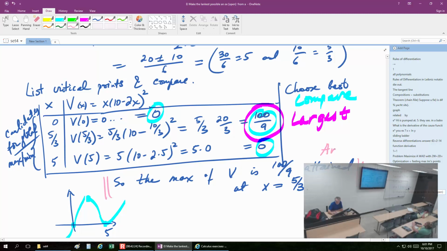So that's the answer. Technically, you should put the answer in the language of the original problem. So the answer would be: the maximum box volume is 100/9, whatever units, cubic units, and it is attained if you cut out squares 5/3 by 5/3. Technically that's what the answer should be to the original problem. But also we get extra information.